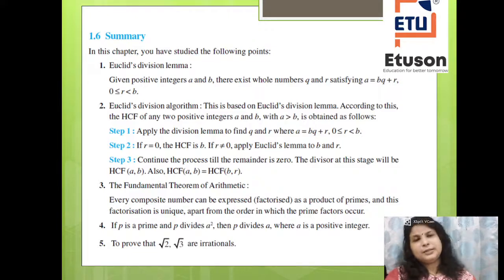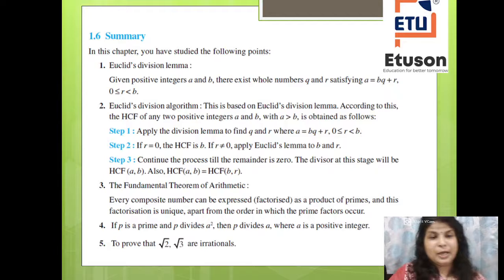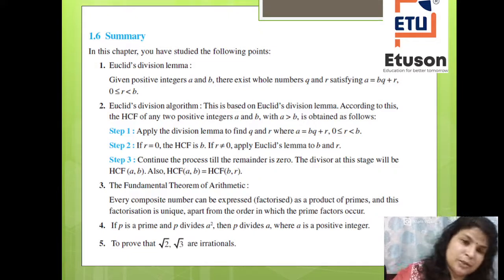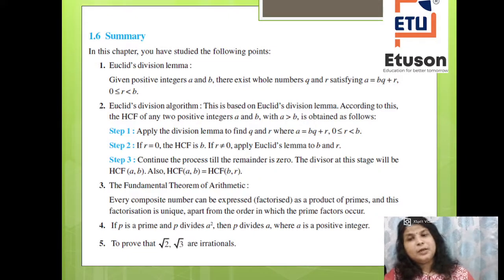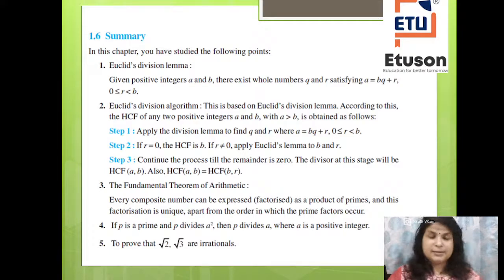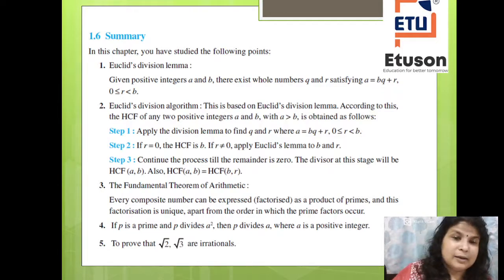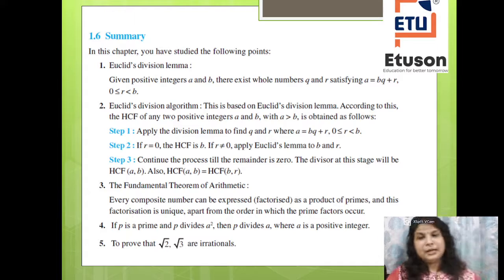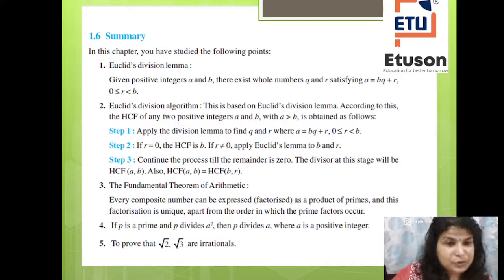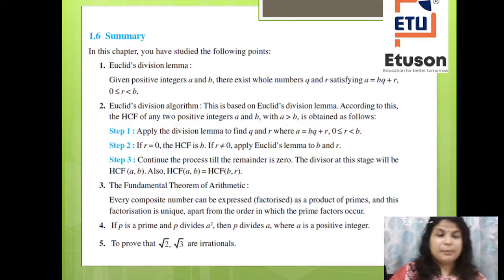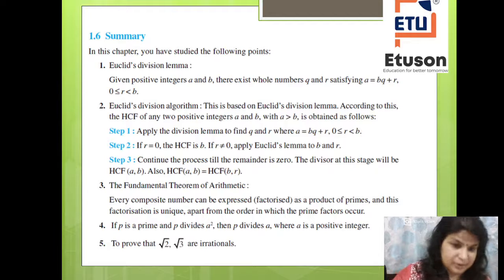So what have we learned in chapter 1? Basically we have learned Euclid's division lemma, where you were expressing all the positive integers in the form a equals bq plus r, that is nothing but dividend equals divisor into quotient plus remainder, where remainder is greater than or equal to 0 and less than b. And also we have discussed how to find HCF and LCM by using Euclid's division algorithm.